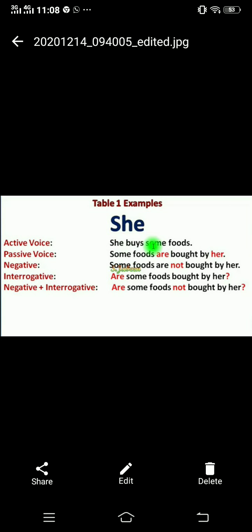The same is the case with she. She is also third person. She buys some foods in active voice. Some foods are bought by her. Some foods are not bought by her. It means some foods, that is the object, has been converted into the subject. Because foods is in plural form, I will write are here. But this is the third form, the past participle, then by her. Her is the objective case of she. Some foods are not bought by her. Are some foods bought by her, or are some foods not bought by her?